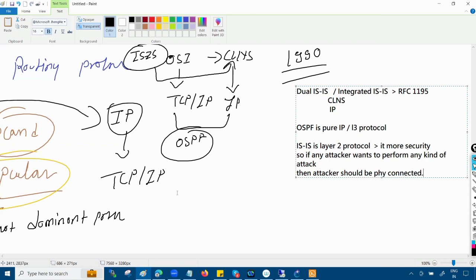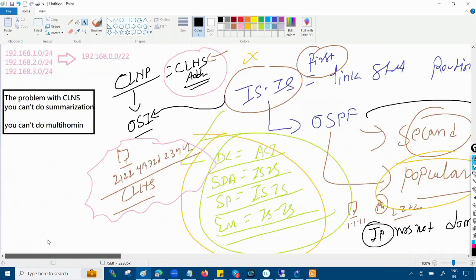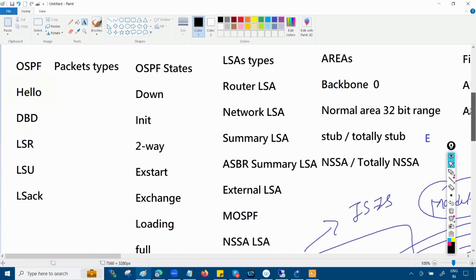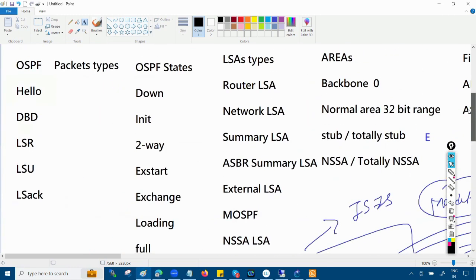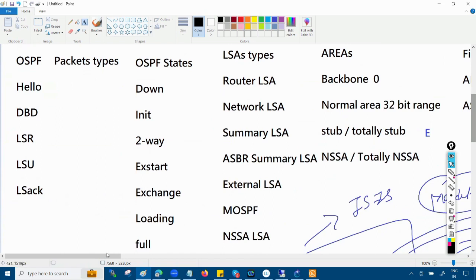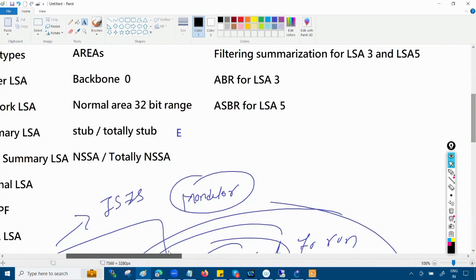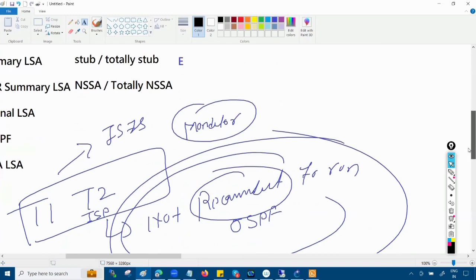Again, let's go back and revise the same thing. These are the problems we have seen in OSPF, like LSAs, areas, and then the filtering of these, right? And then what happened?